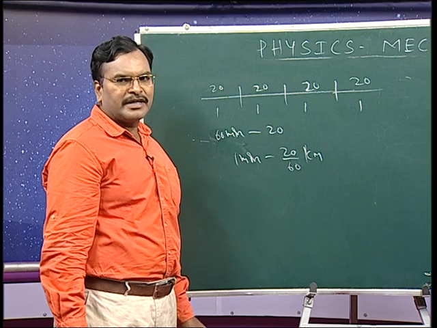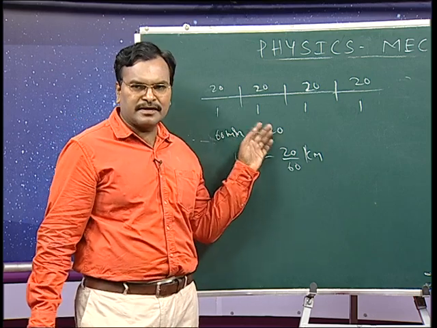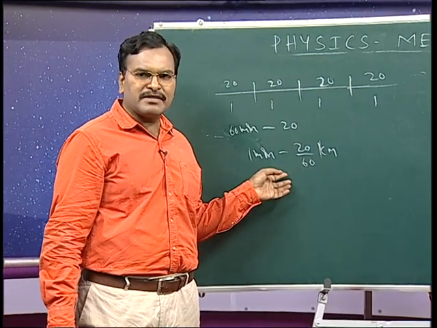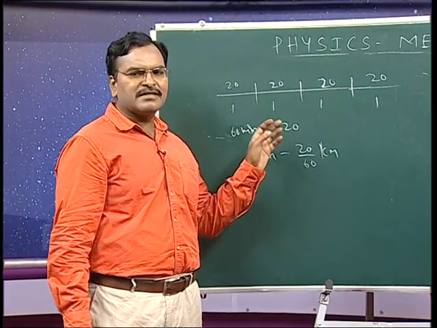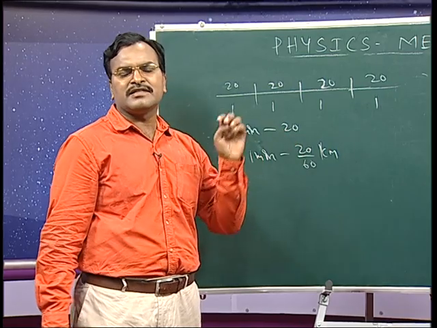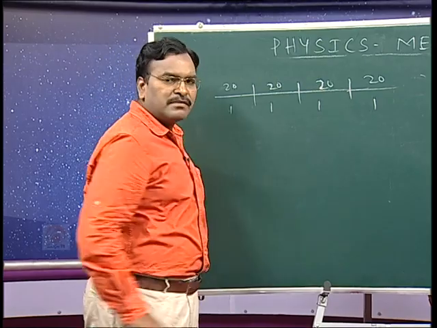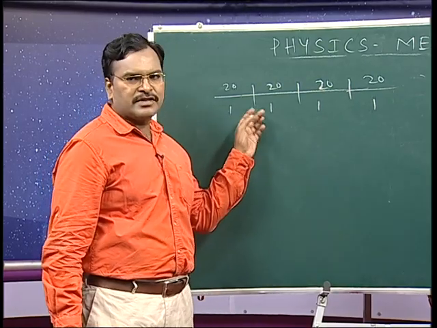The body covers equal distances in equal intervals of time, however small these time intervals may be. However small these time intervals may be means what? In each minute it travels equal distance, in each second also it travels equal distance. That is called uniform speed, otherwise uniform velocity. What is uniform velocity?